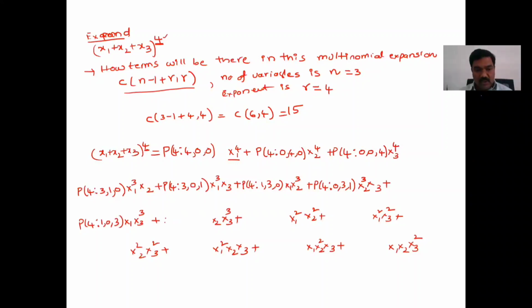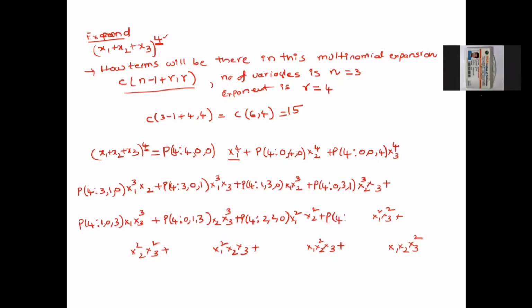Right. Then what is the quotient of this? P of 4 colon 0 comma 1 comma 3. Right. P of 4 colon 2 comma 2 comma 0. Yeah, 2 comma 2 comma 0. P of 4 colon 2 comma 0 comma 2. 2 comma 0 comma 2.